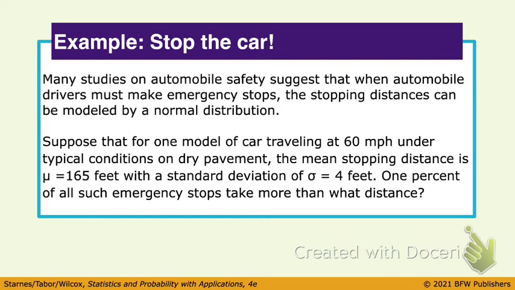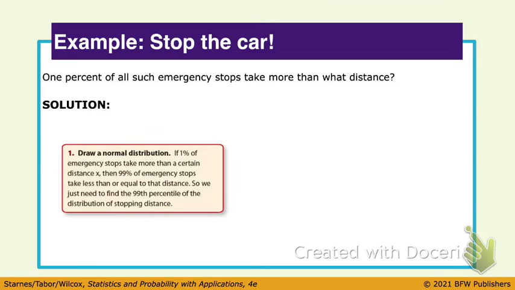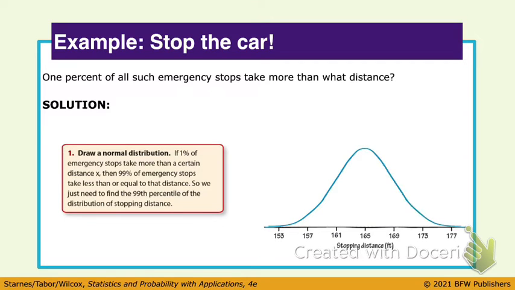Okay, so we have to be careful here. The first thing is we want to draw the distribution. So everybody needs to draw the distribution and label the mean and the standard deviation. The mean is 165. The standard deviation is 4. So we've got our mean and our standard deviations labeled.